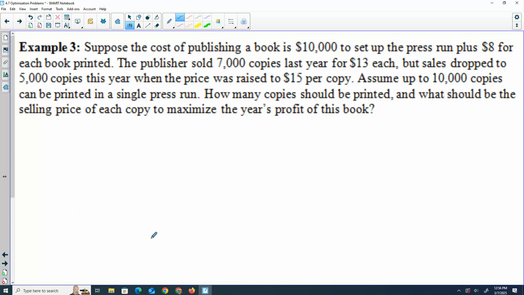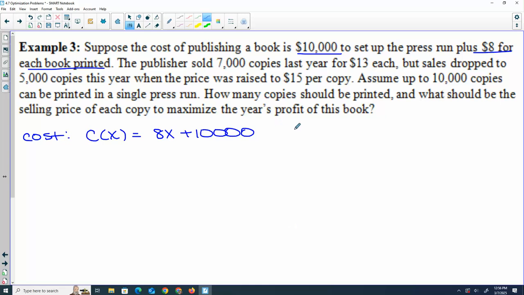All right. Suppose the cost of publishing a book is $10,000 to set up the press run, plus $8 for each book printed. Can you tell me what the cost would be then? Can you give me the equation, the cost function? 8x plus 10,000. You were right, I just had it the wrong way. Well, it doesn't matter. Addition's commutative. It could be either way. So just a linear function. You pay the $10,000 one time to set it up, and then you have $8 for every book.